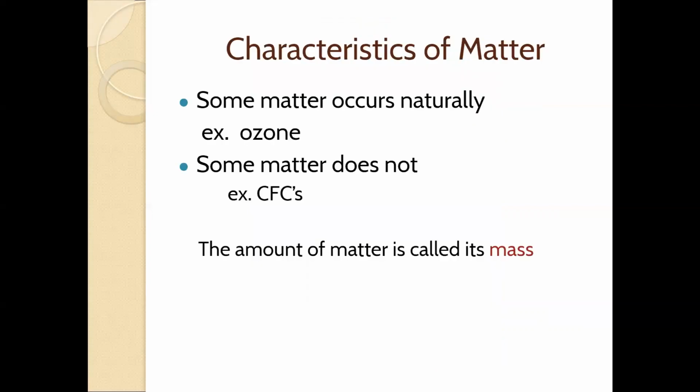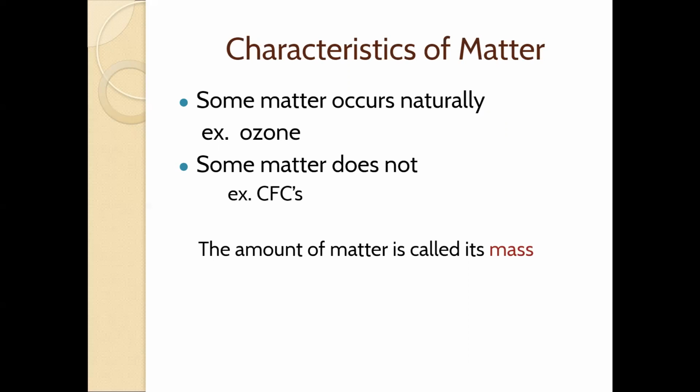Okay, so characteristics of matter. Some matter occurs naturally, which means that you can find it naturally on the planet. It wasn't man-made. Ozone is one of those things. It's there not because we put it there, but just because it is. And some matter does not occur naturally, like the CFCs, the chlorofluorocarbons, that are manufactured by man because of chemical processes that we do in factories and cars and a bunch of things. So we are putting unnatural matter into the atmosphere, onto the planet, and that is a problem.